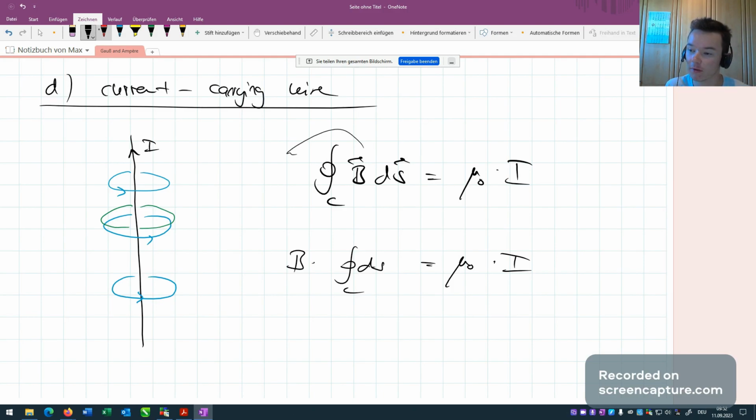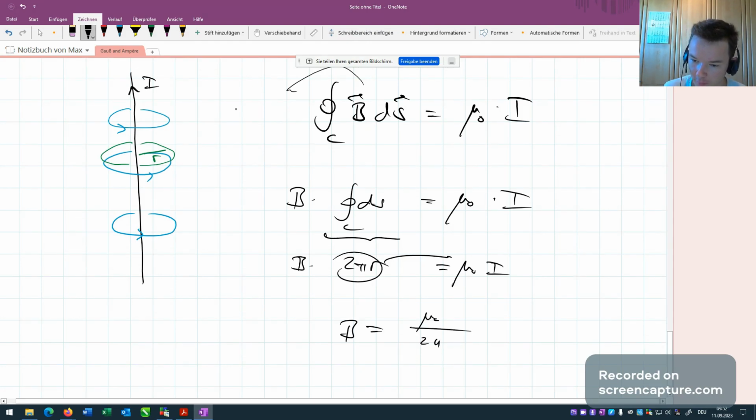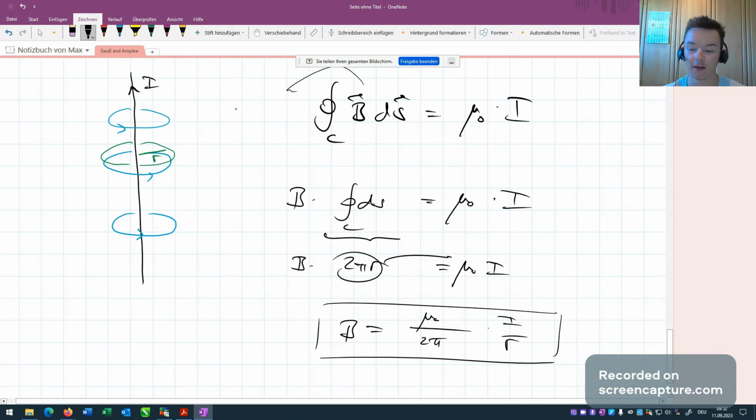Okay, so what is the integral over dS? Well, it sums up all the little dS's, so all the little segments of our line. And when our line has radius r, obviously the sum of all the s's is the circumference of the circle, which amounts to 2 pi r. Let's just copy the B and that part. And if we pull that one to the other side, we get B equals mu0 over 2 pi times I over r, which is the magnetic field of a current carrying wire at distance r.